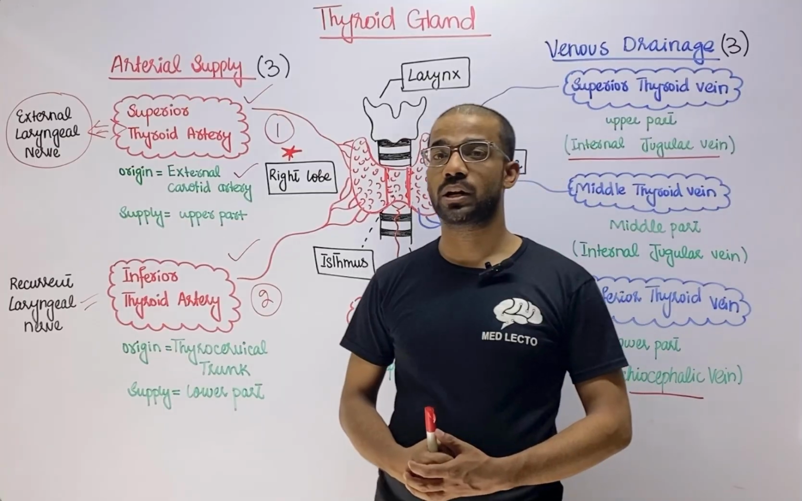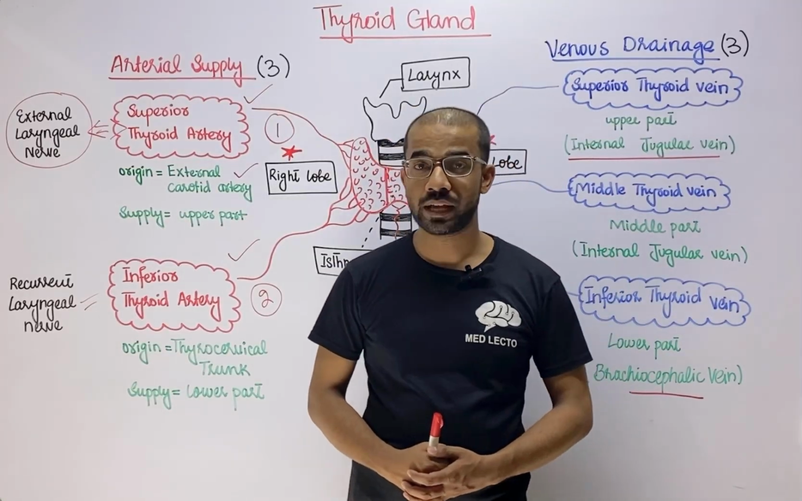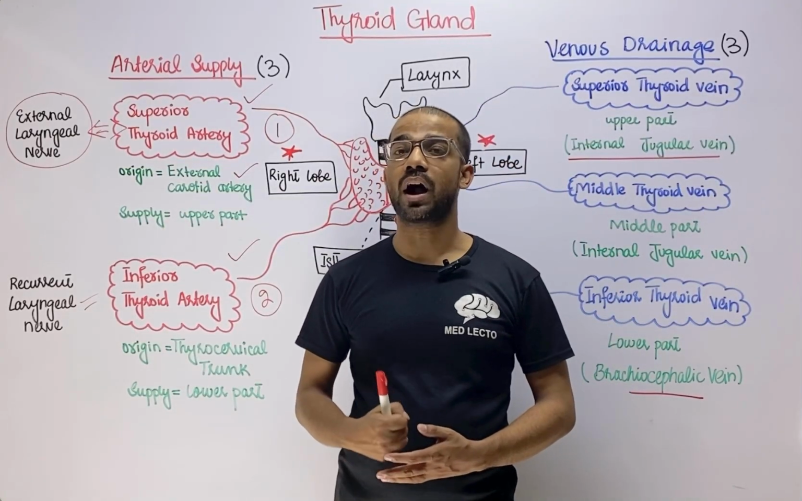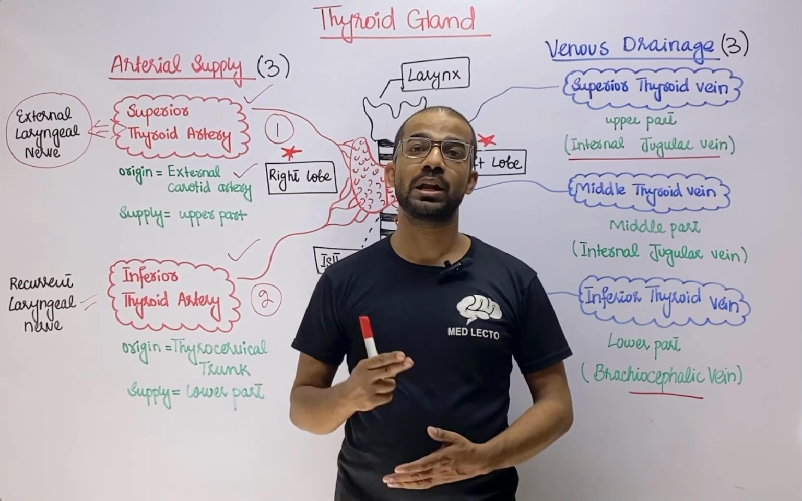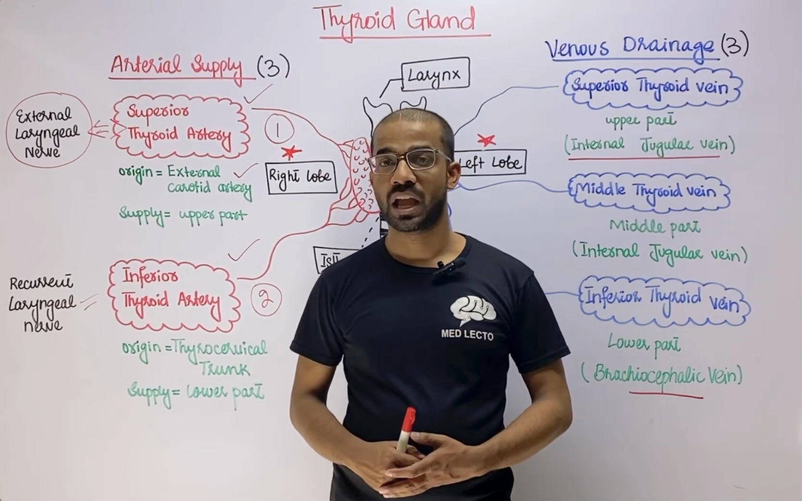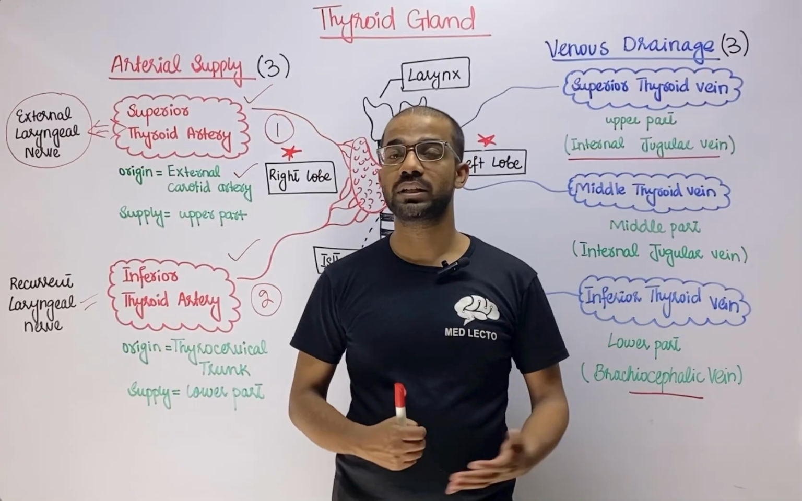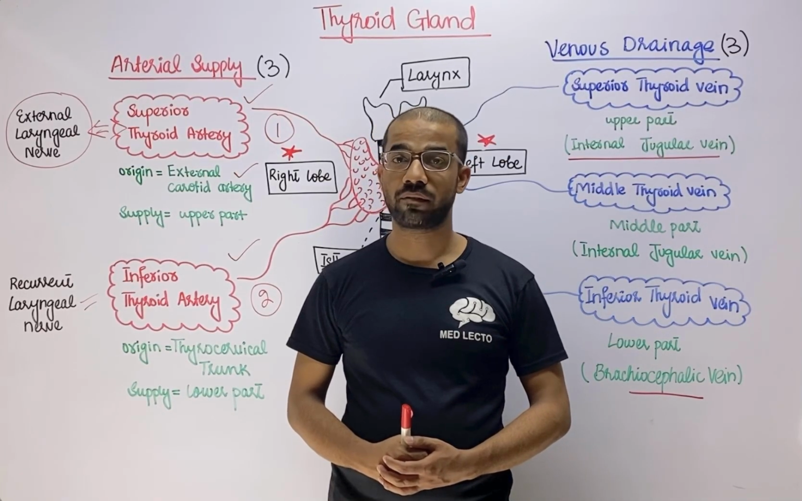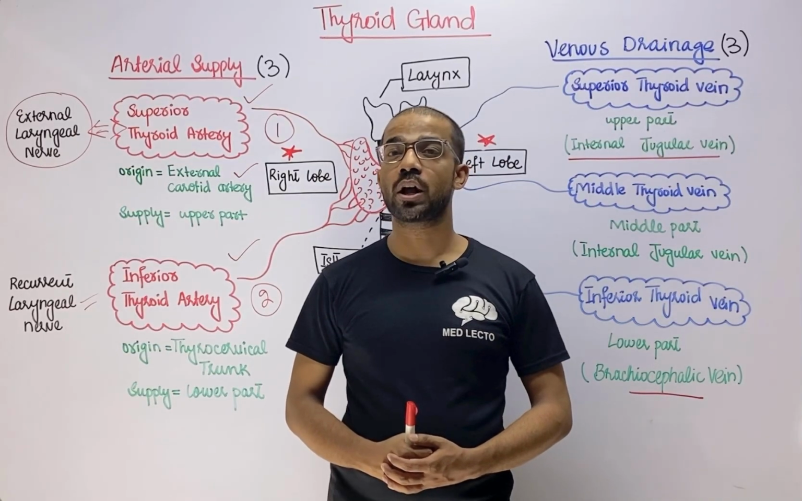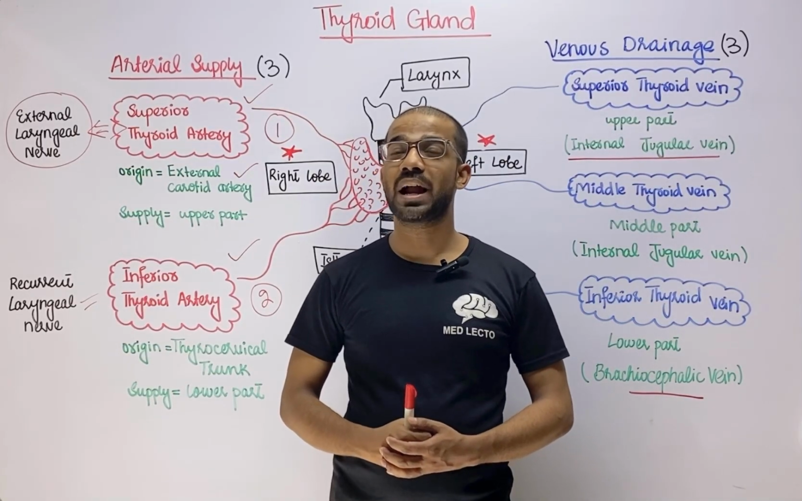So in this lecture, what we have learned today is the three arterial supplies. Two must be present in everyone, while one can vary. On the other side, we have discussed three venous supplies related to the thyroid. So this is all about the blood supply to the thyroid.